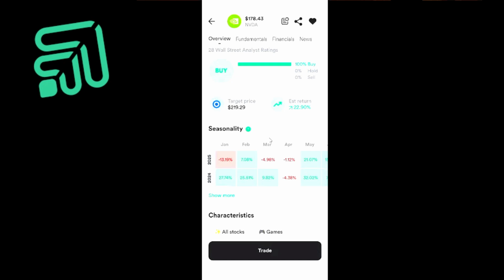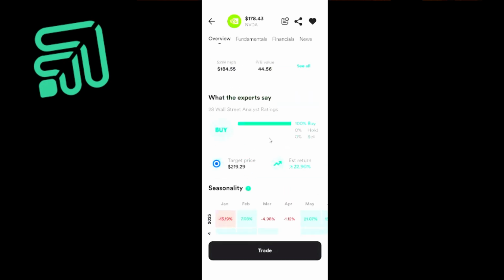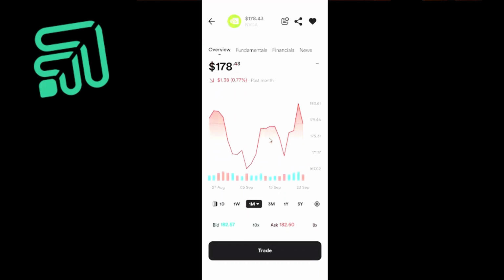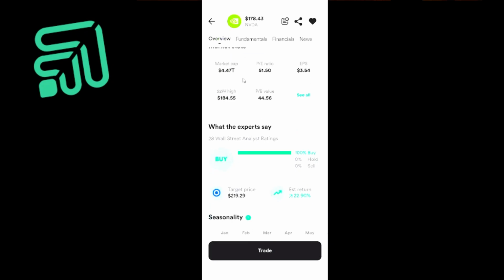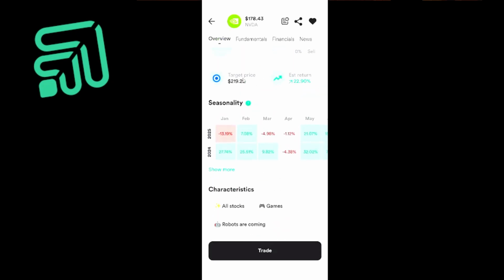The analysts are saying that the target price is 219. It could go up to 219. Right now, the price of NVIDIA is 178. So there you go. And then there's the seasonality as well. You could check last year versus this year and analyze the per month performance, and hopefully it will be the same. But in this case, for NVIDIA, August and September were lower than last year because last year NVIDIA was very hot.